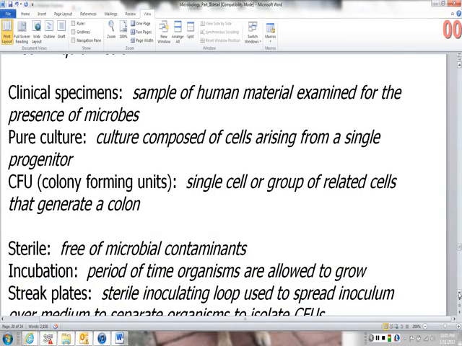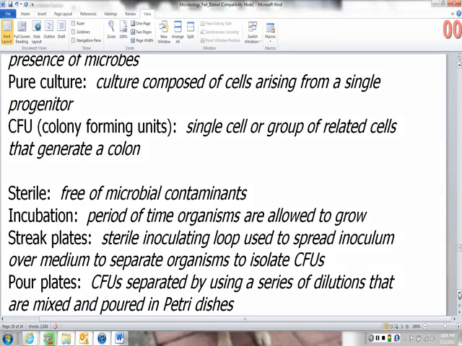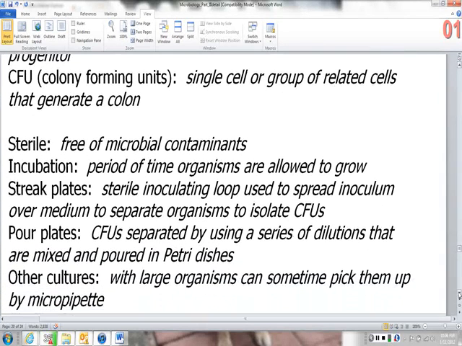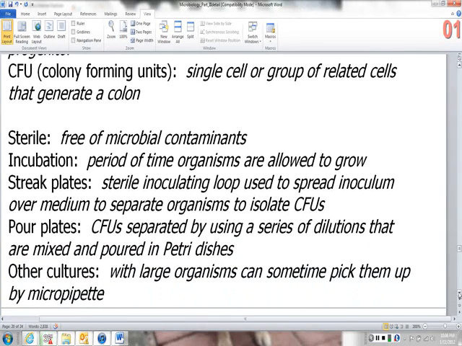The organisms must be incubated, or given time to grow. One of the most common ways to achieve pure cultures is to use streak plates. A sterile inoculating loop is used to spread the inoculum over the medium to separate the organisms, to isolate the colony-forming units. Pour plates are another technique where colony-forming units are separated by using a series of dilutions that are mixed and poured into petri dishes. Other times, with large organisms, they may be picked up by micropipettes.